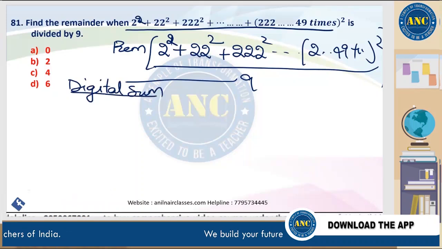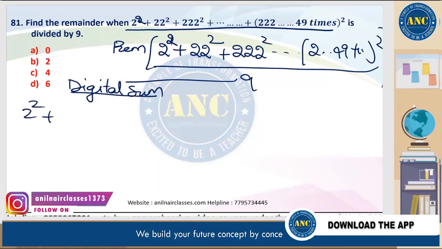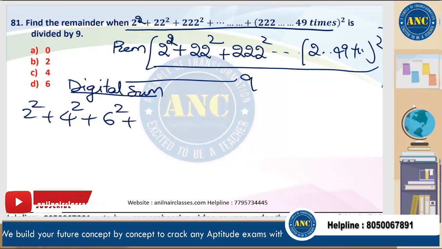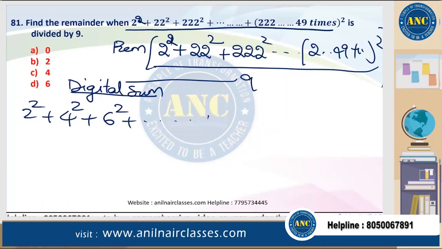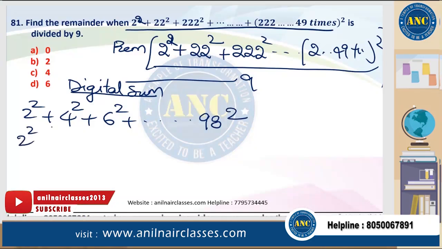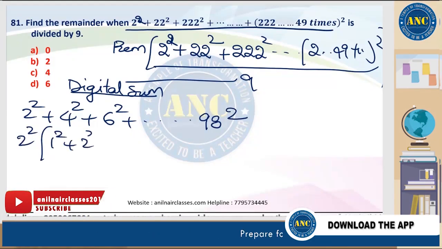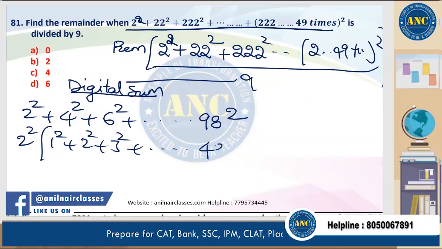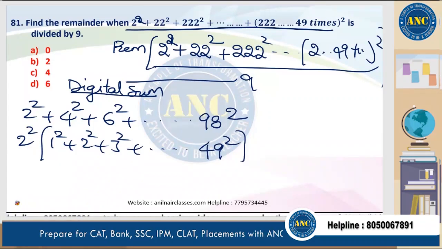So what is the digital sum? First is 2 square. 2 plus 2 is 4 square. 2 plus 2 plus 2 is 6 square. 2 written 49 times is 98 square. So 2 square, 1 square plus 2 square plus 3 square and so on up to 49 square.